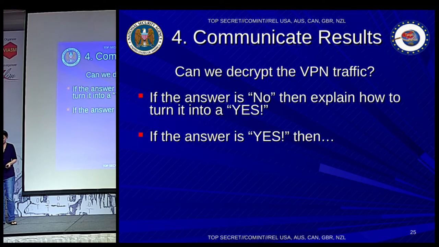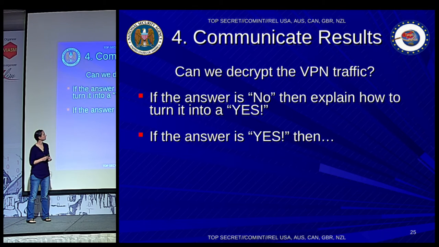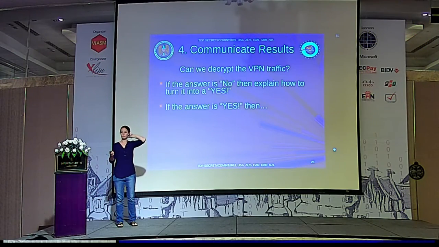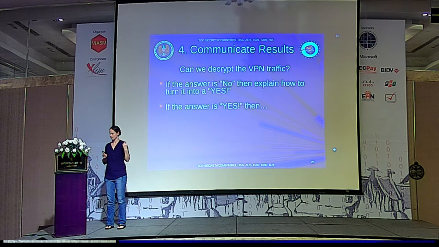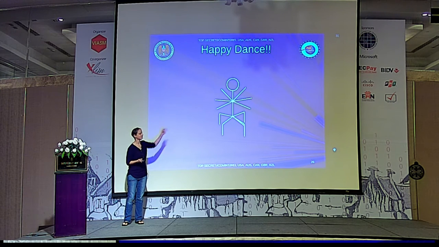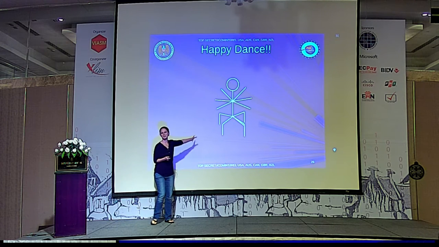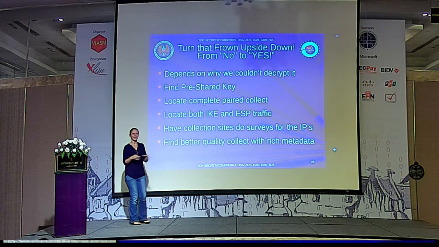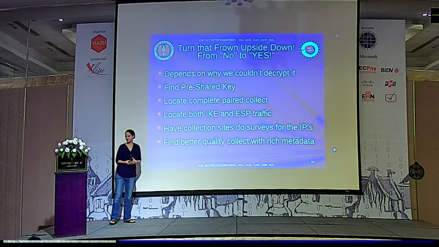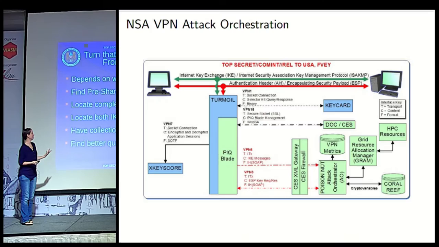I want to highlight a couple of documents from the Snowden release, at least suggesting that the NSA does have some kind of passive decryption capability, particularly for VPNs. They're very clear that they do have the ability to passively decrypt VPN traffic. They're happy about it. I feel this way when I decrypt traffic too, academically. There are a number of requirements that they have for being able to decrypt this.